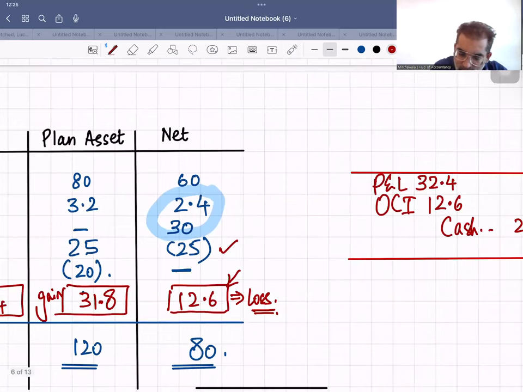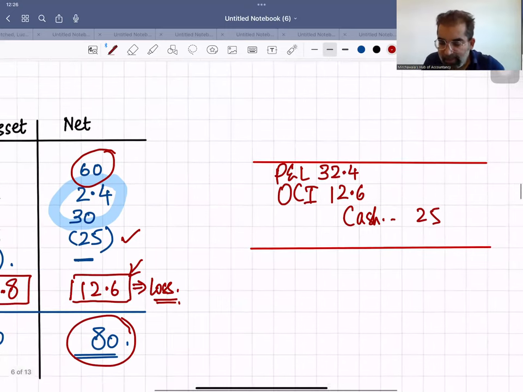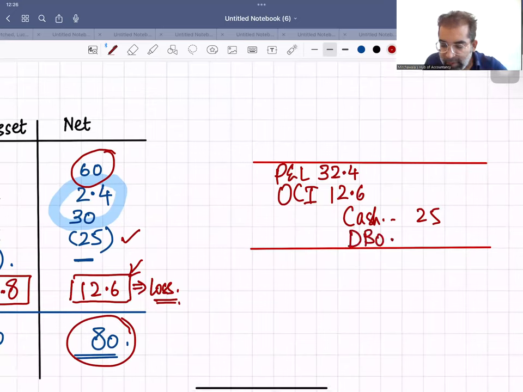Can you tell me the net opening liability? It's 60. And the net closing liability? It's 80. From 60 to 80, how much is the net liability going up? 20. The upward movement in the net liability during the year is 20. When liability goes up, you credit it. Now see, the entry is exactly balanced, and this is the verification that you have done it correctly.